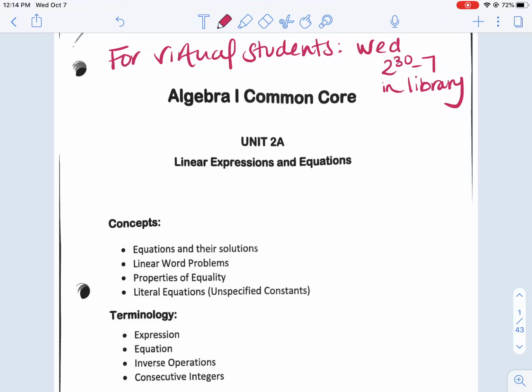I'm really excited to bring you a lesson with our new unit, Unit 2A, on linear expressions and equations. And we're actually going to define those terms today.